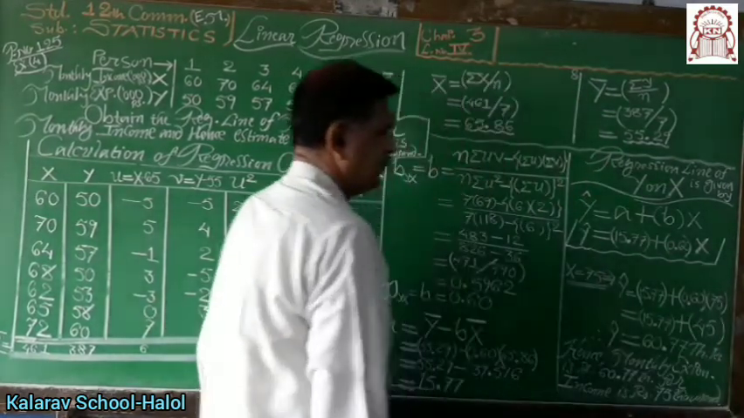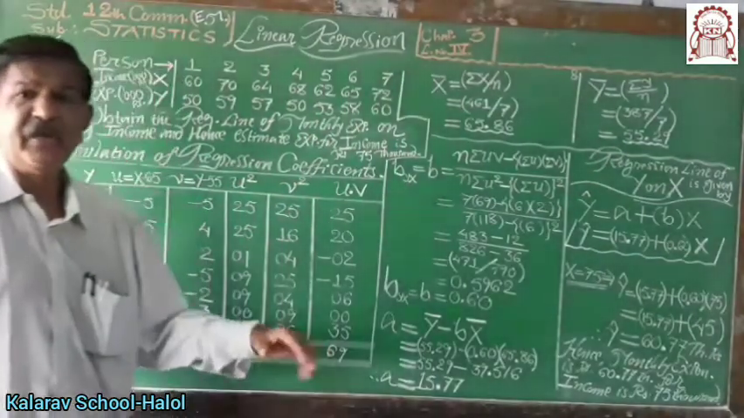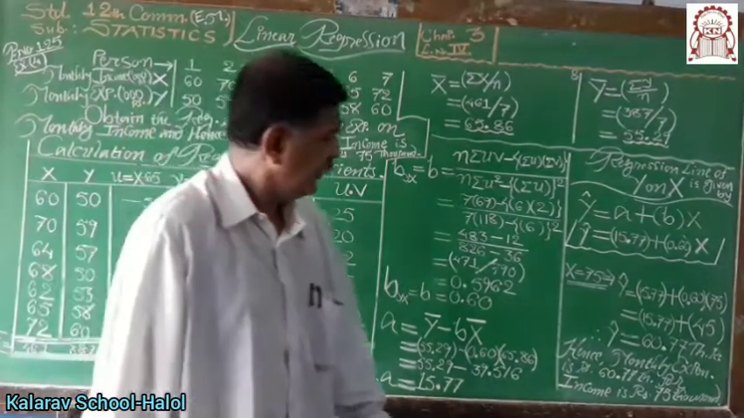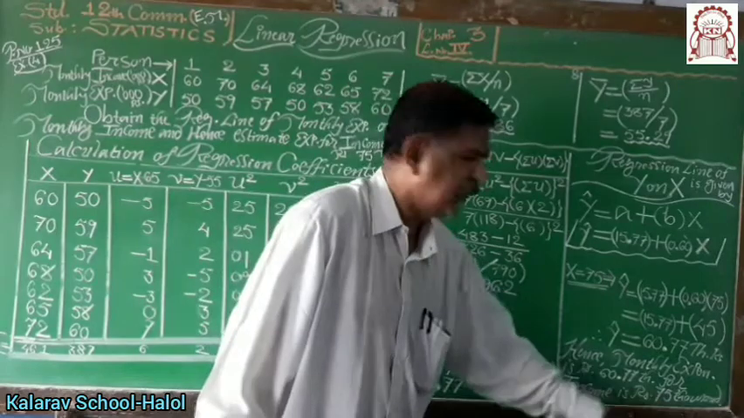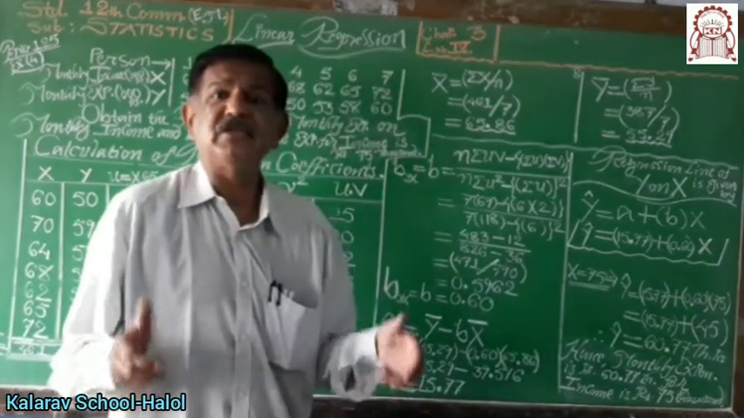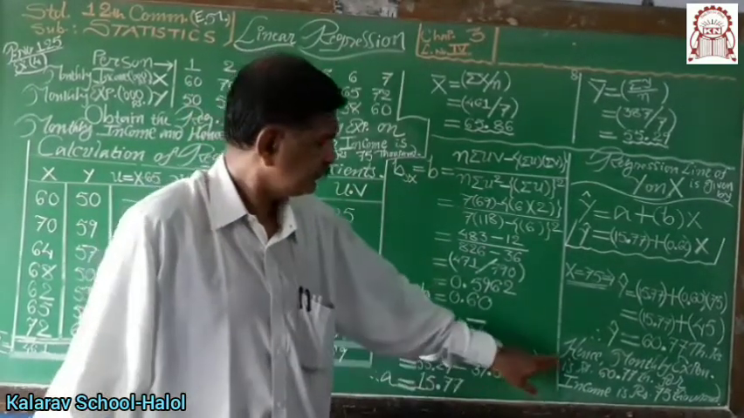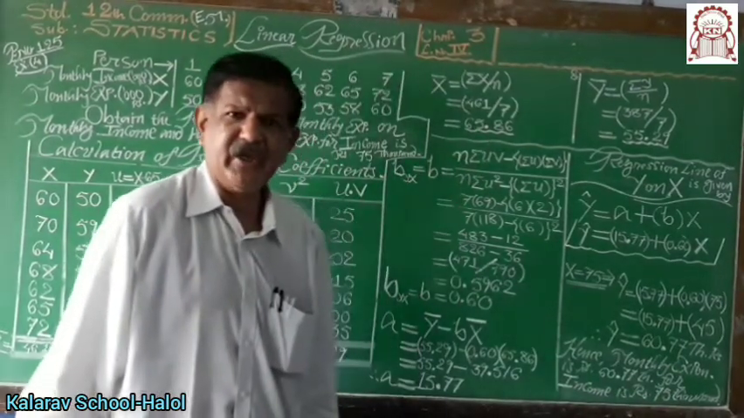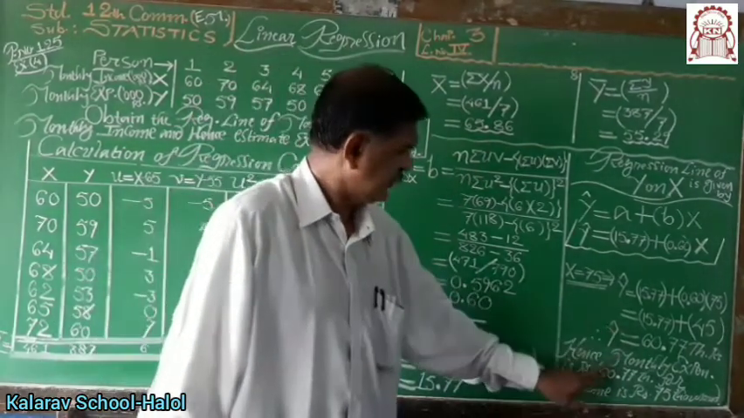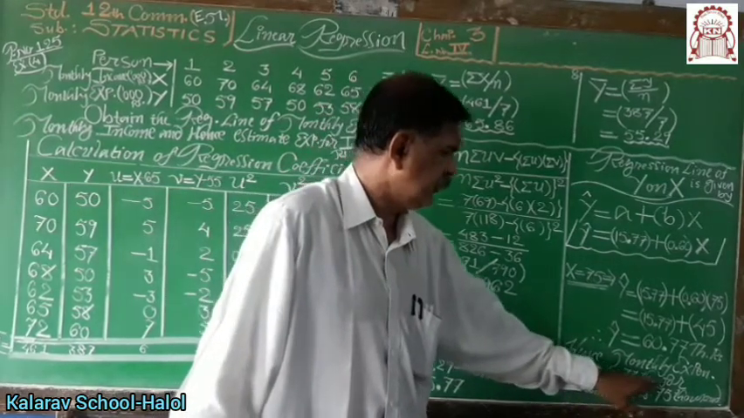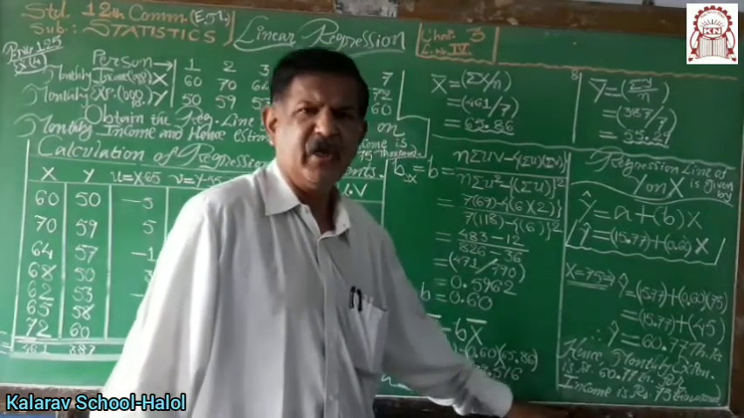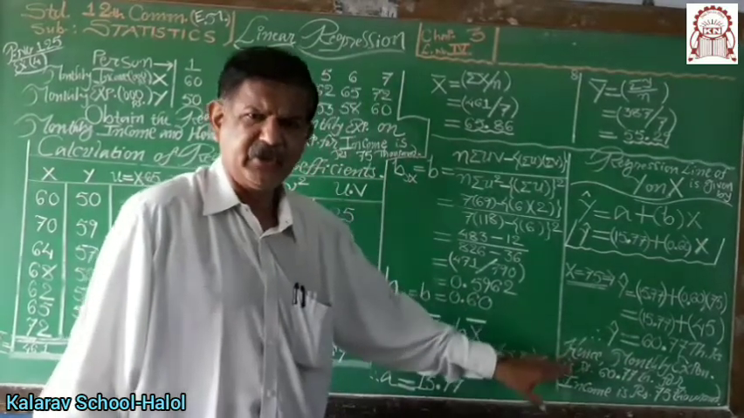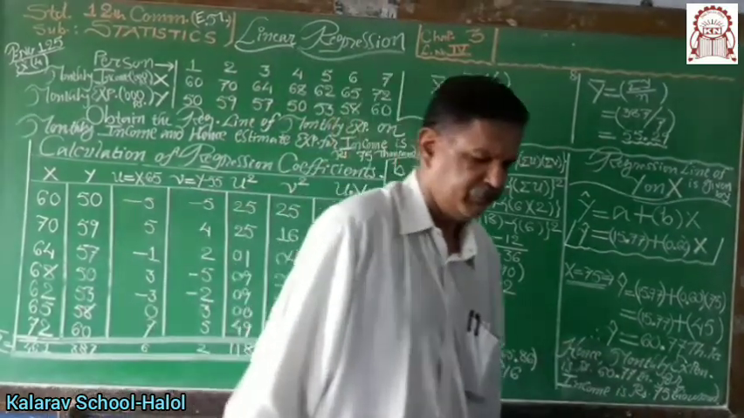thousands of rupees. Therefore, we can conclude that the income of the person is rupees 75,000. Then the estimated monthly expense is rupees 60.77 thousand, for income of rupees 75,000. This is the conclusion, interpretation or the answer.